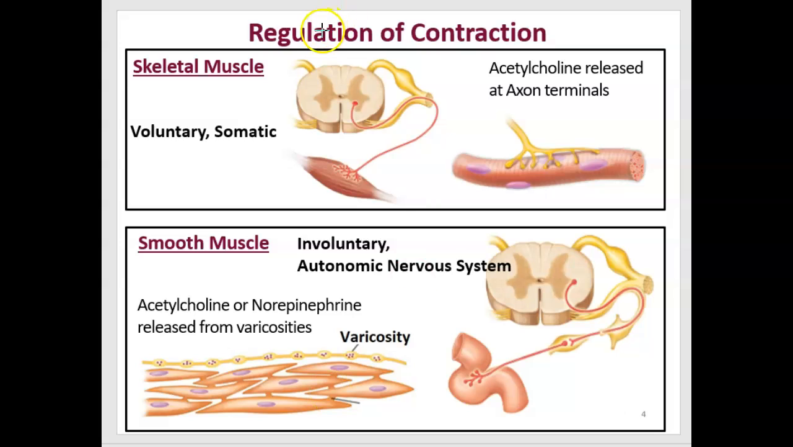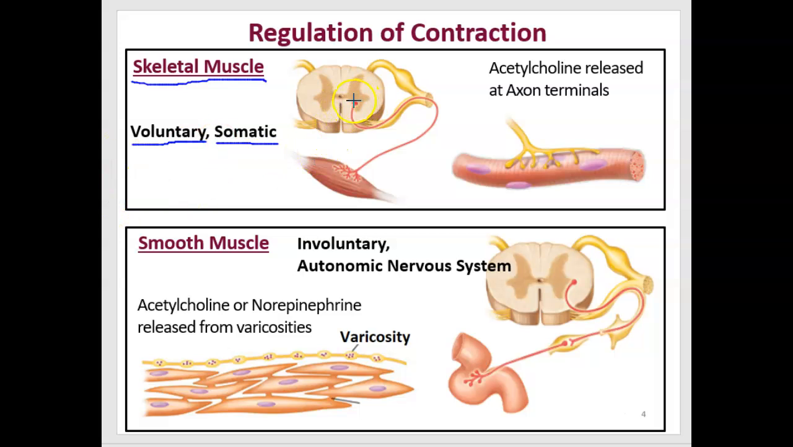Now they vary, these different tissue types, in how contraction is controlled or regulated. Skeletal muscle, we know, is something that we can voluntarily contract. So we consider it controlled by the somatic nervous system.